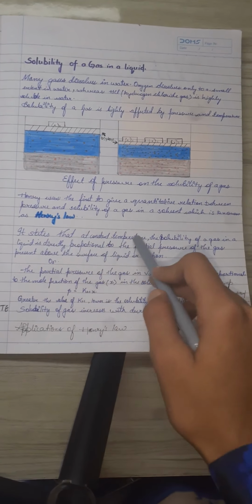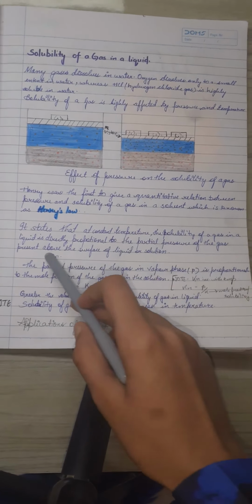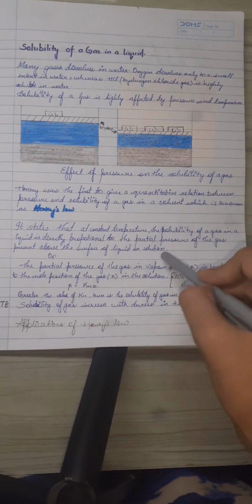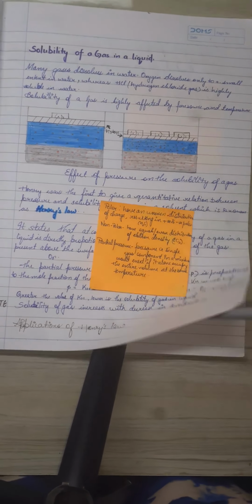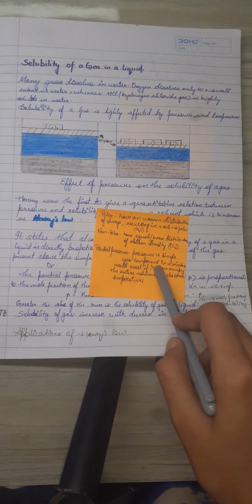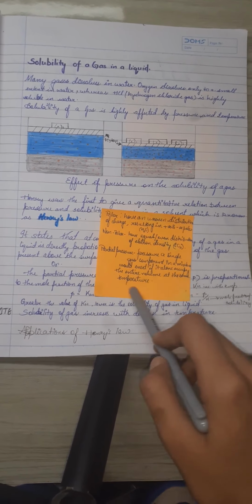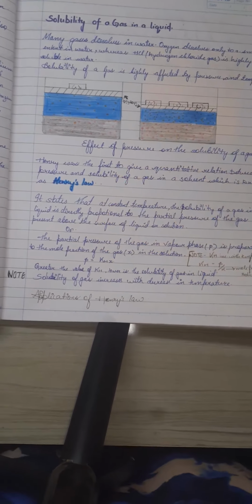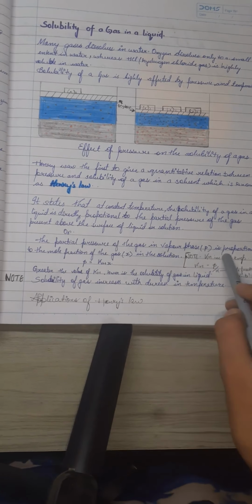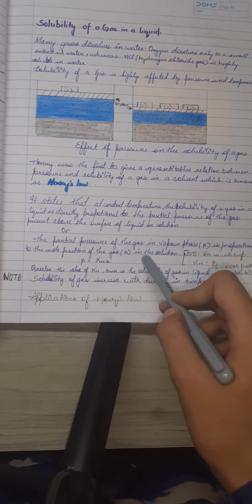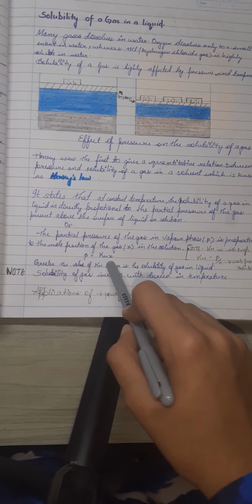It states that at constant temperature, the solubility of a gas in liquid is directly proportional to the partial pressure of the gas present above the surface of the liquid. Now here comes a term, partial pressure. What is partial pressure? It is the pressure a single gas component in a mixture would exert if it alone occupied the entire volume at the same temperature. Next, we have the formula. It also says the partial pressure of the gas in vapor phase is proportional to the mole fraction of the gas in the solution. It can be represented in this way, where Kh is the Henry's law constant.